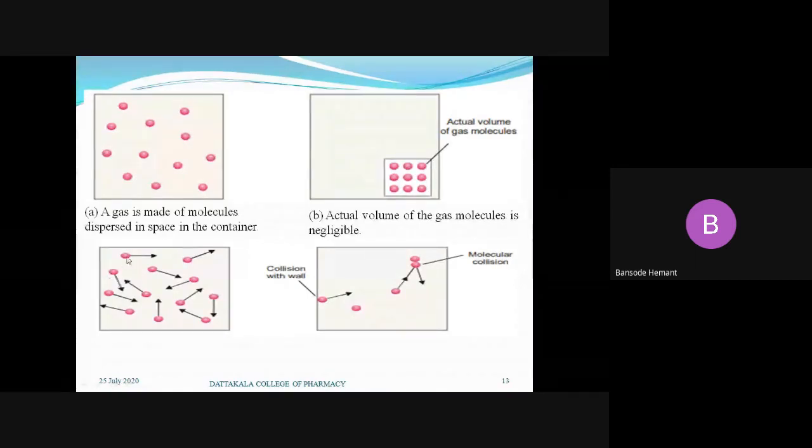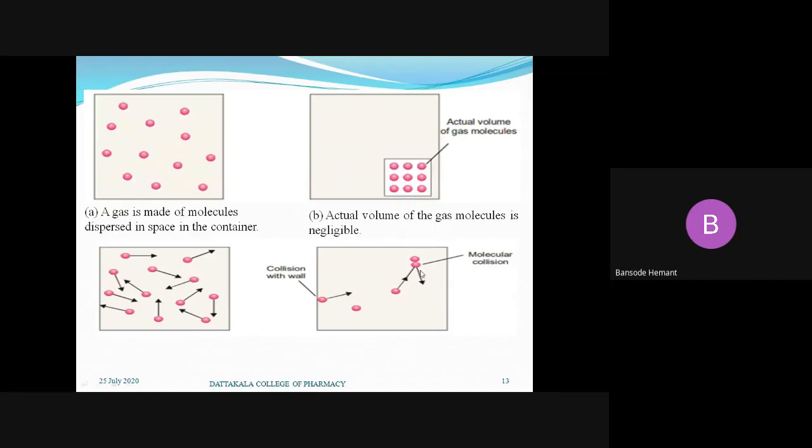Let us see. This molecule is moving in a straight line. This molecule is moving in a straight line. This molecule is moving in a straight line. Okay, but what happened? As these molecules are moving in straight lines, one situation will come. This molecule and these molecules will hit each other, and such types of collisions happen. One molecule hits another molecule.